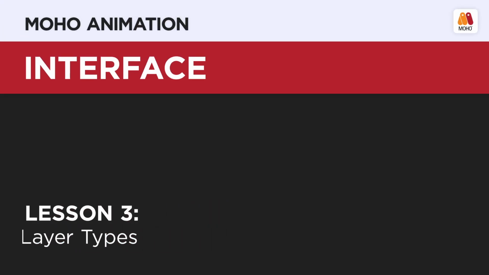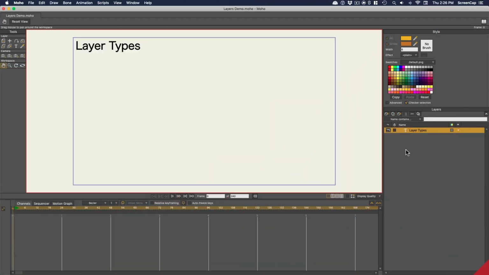In this video, we're going to look at the important features of the Layers panel and go over some of the important layer types that we'll use over the rest of the course. To add a new layer, you would click this Add Layer button to get a drop-down where you can select the type of layer you want to add.